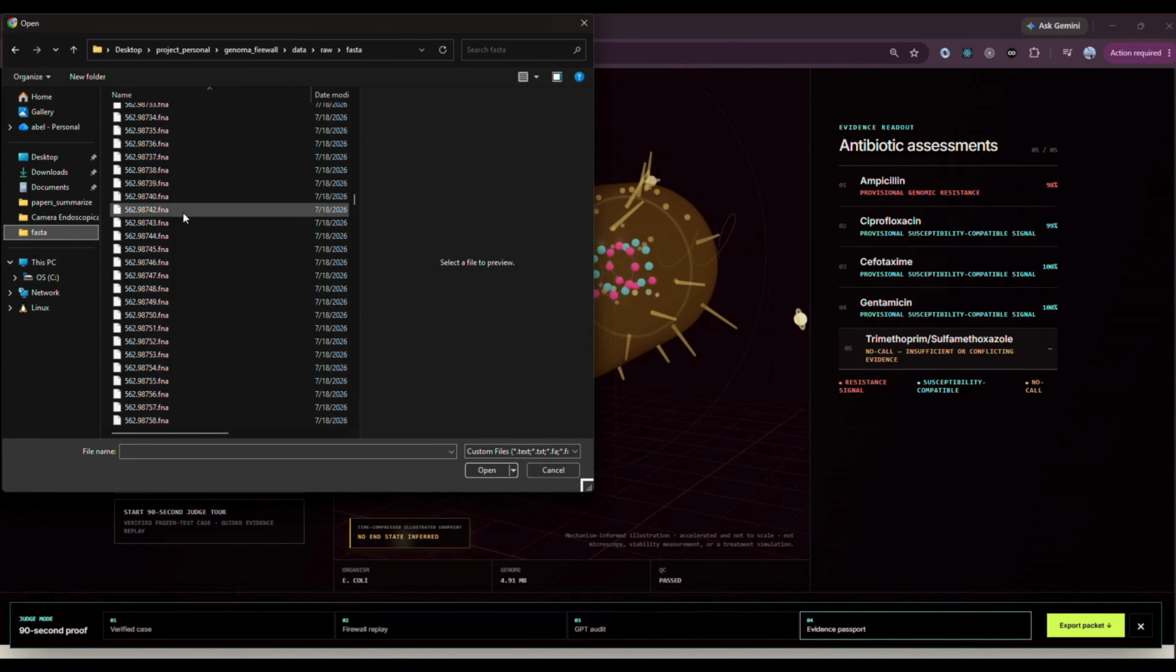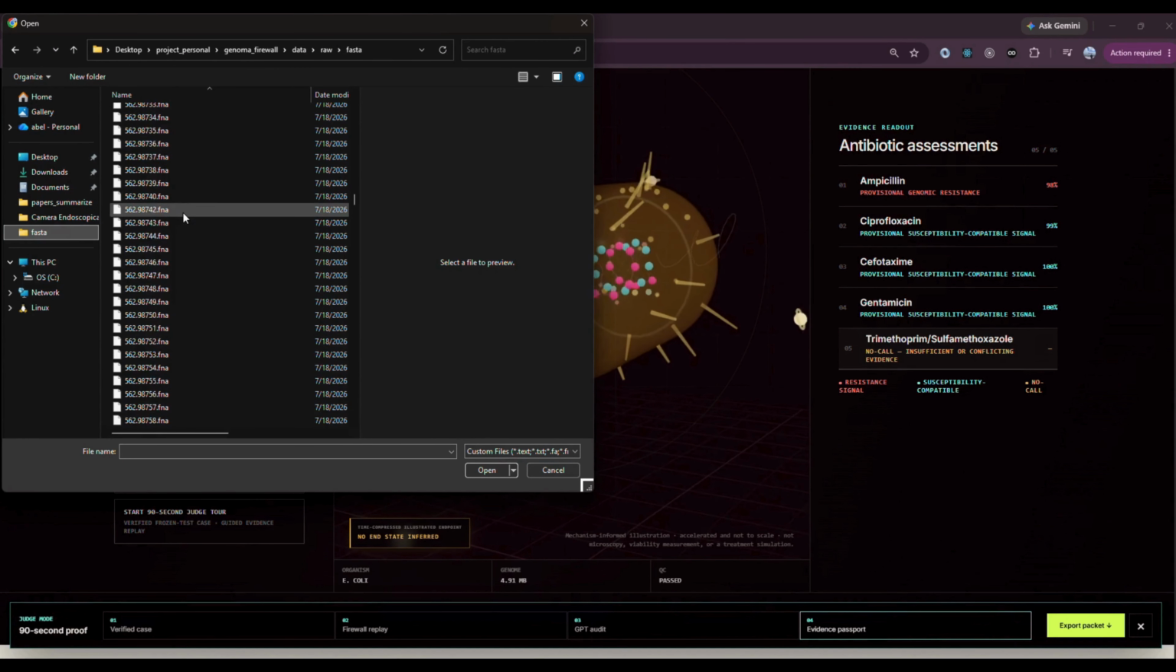Evidence is separated and tested before release. The prototype remains research use only, and every endpoint requires standard laboratory susceptibility testing. The assessment presents 3 outcomes: a resistance-associated genomic signal, a susceptibility-compatible signal, or a no-call when evidence is insufficient or contradictory. Ampicillin displays resistance-associated evidence, and the visualization shows its cellular envelope remaining intact.